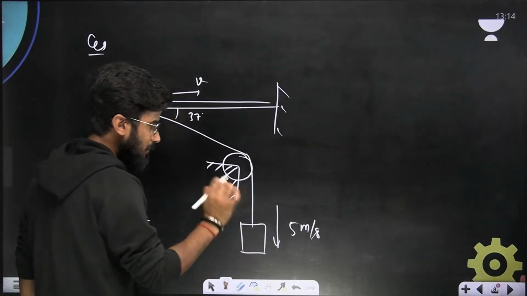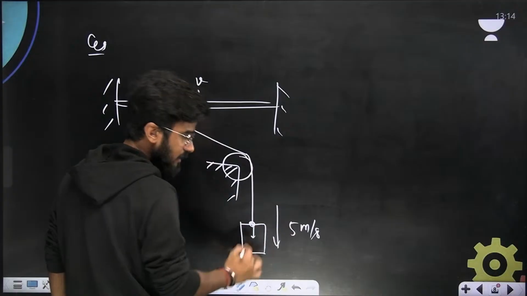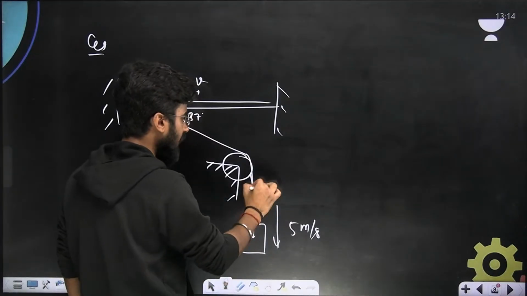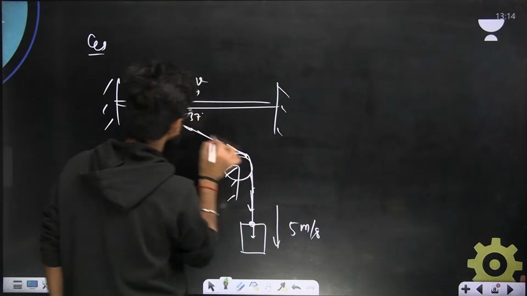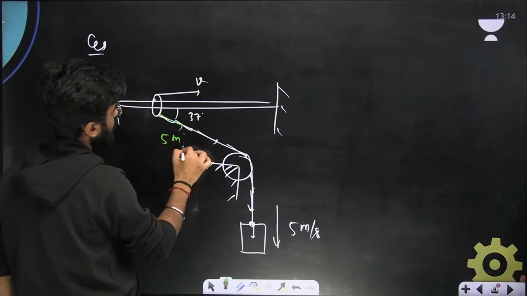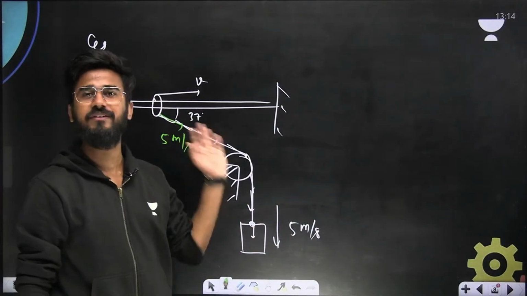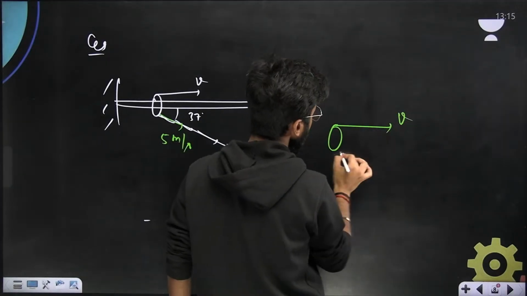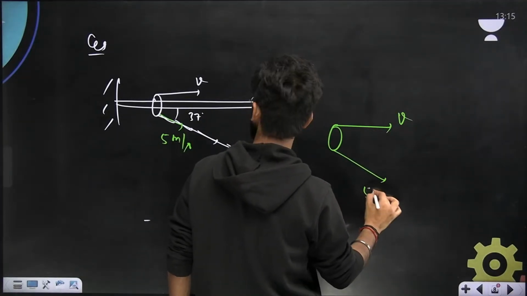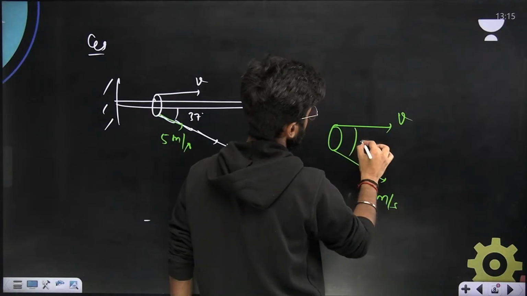How we'll calculate? Simply you can say that this point is moving here with 5 meters per second. Now you have a question like the previous one, that the bead's principal velocity is v, and it is moving in this direction with 5 meters per second. This angle is 37 degrees.